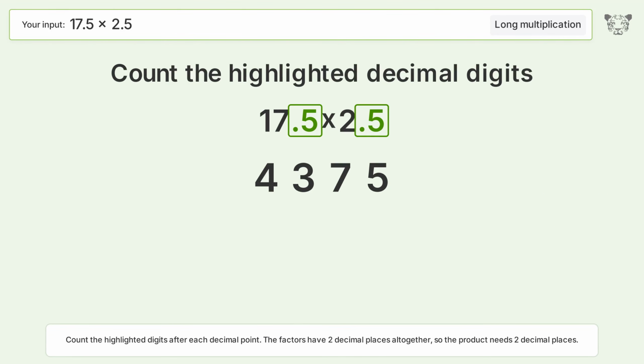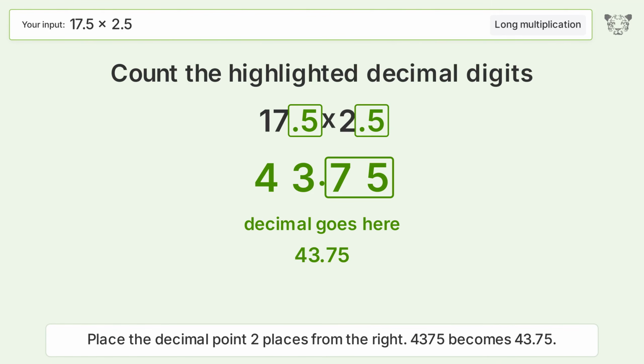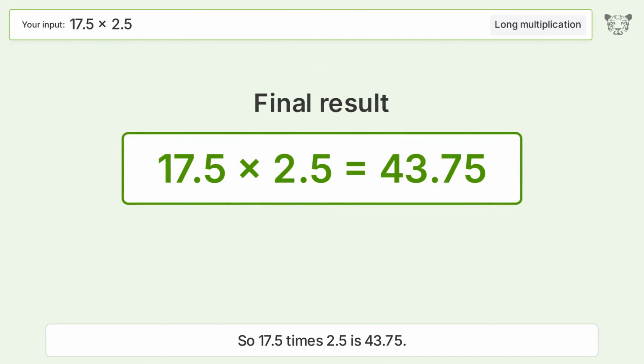Count the highlighted digits after each decimal point. The factors have 2 decimal places altogether, so the product needs 2 decimal places. Place the decimal point 2 places from the right. 4,375 becomes 43.75. So 17.5 times 2.5 is 43.75.